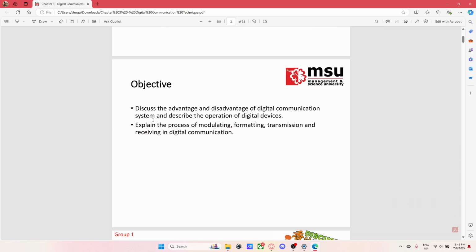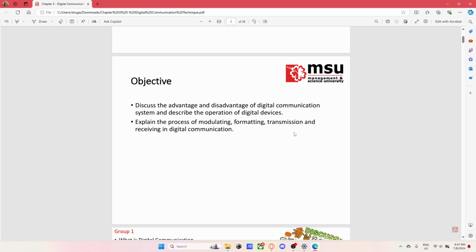Alright, so the objectives for this chapter are to discuss the advantages and disadvantages of digital communication systems while describing the operation of digital services or devices, and to explain the process of modulating, formatting, transmitting, and receiving digital communication.